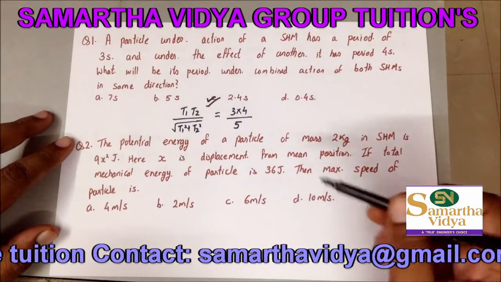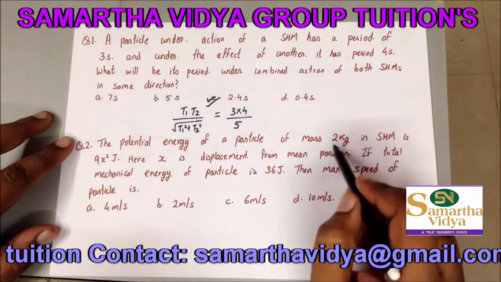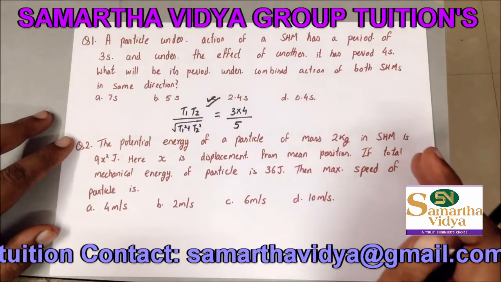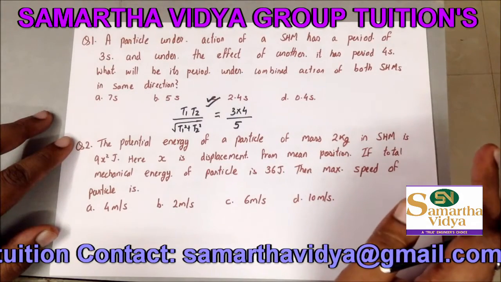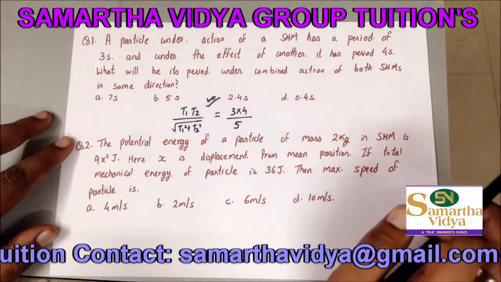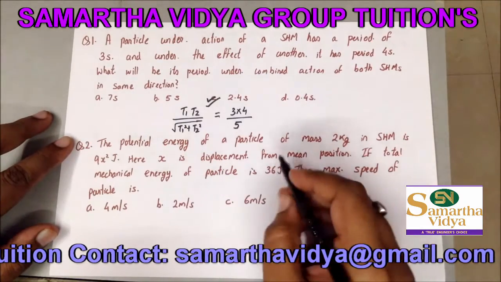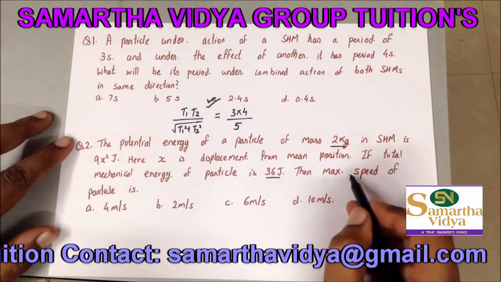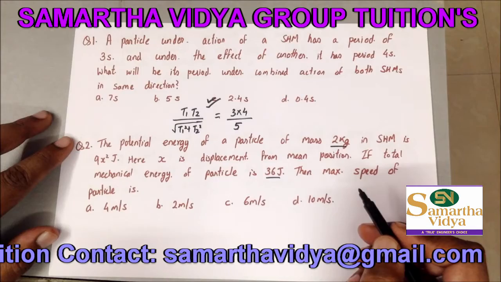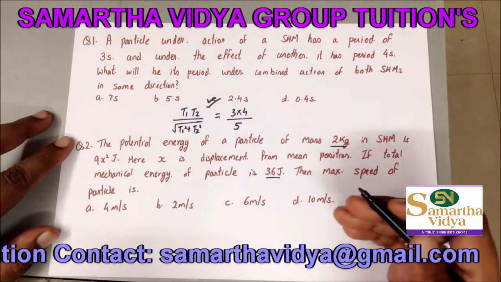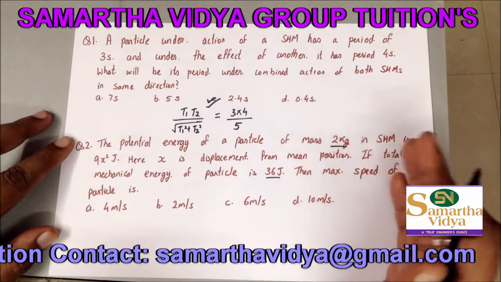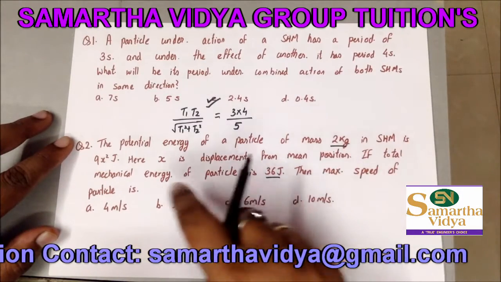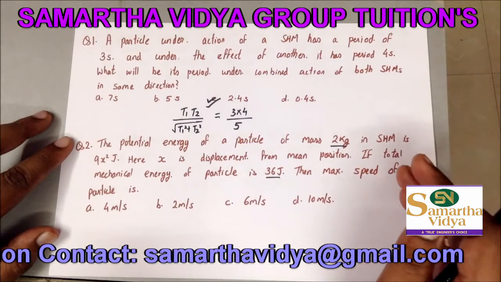Next we have the question about the potential energy of a particle, and the mass is given as 2 kgs. They have given a lot of information just to confuse you. The only important thing is the mechanical energy, which is given as 36 joules, and the mass, which is 2 kgs, because the only thing we need is the maximum speed. In SHM the kinetic energy and the potential energy keep increasing and decreasing, but the total energy, the mechanical energy, is always the same.